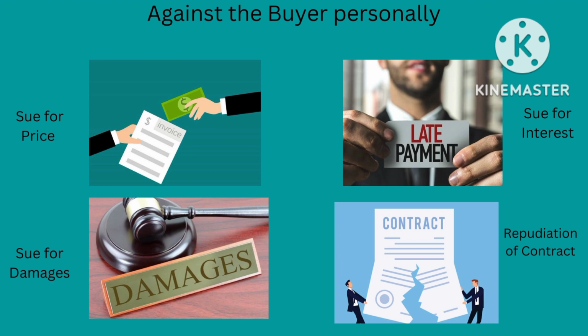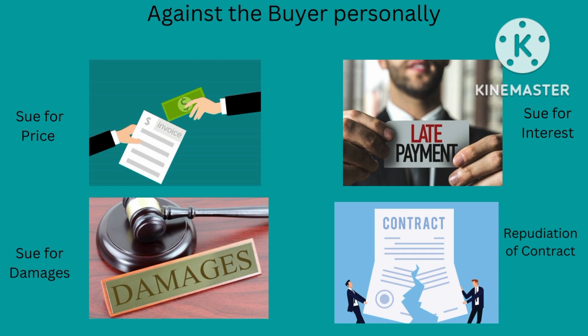These are the rights which an unpaid seller may enforce against the goods. Now the rights against the buyer personally, when the property in the goods has passed to the buyer. In those cases he can go for this. And in these cases we have 4 circumstances. He can sue for price, sue for interest, sue for damages, and repudiate the contract. Let's see all those 4 in detail.